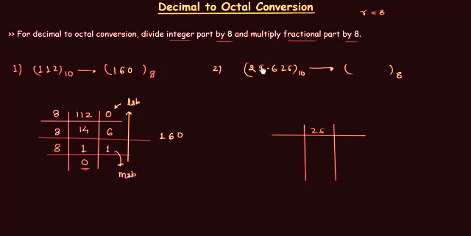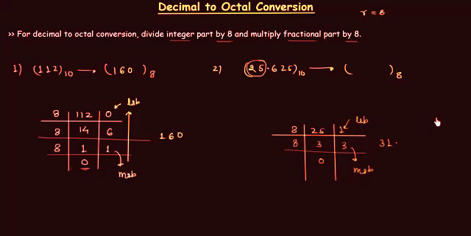We will divide the integer part by 8, and we will have quotient equal to 3. 8 times 3 will give us 24, so the remainder is 1. I will again divide this 3 by 8, quotient is 0 and remainder is 3. This 3 is the MSB and this 1 is the LSB. So the integer part for the octal number is 31, right?